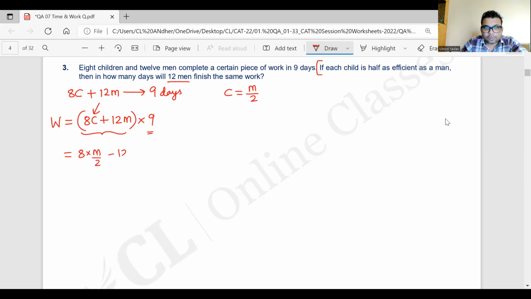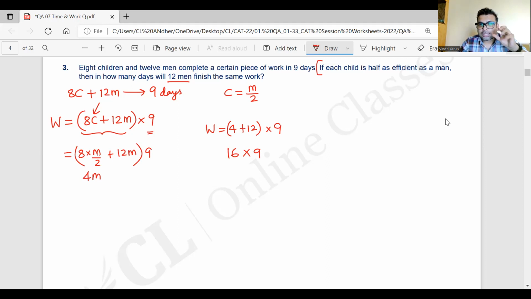In short, now we can define the work as 4 men, 4M ho gaya, plus 12M. So 4 plus 12, 16 units of work getting done every day. It happened for 9 days. So 16 units every day into 9 days. Work is men into days, MDH, yahan pe H nahi hai. So in terms of man days, the work is 16 into 9.